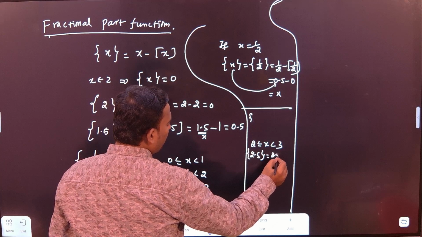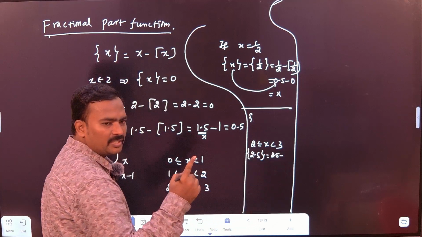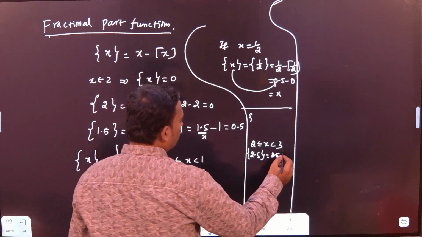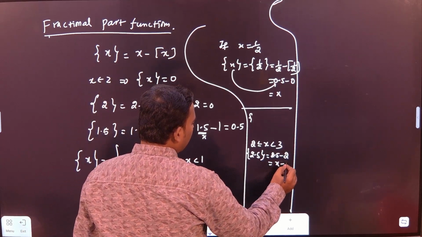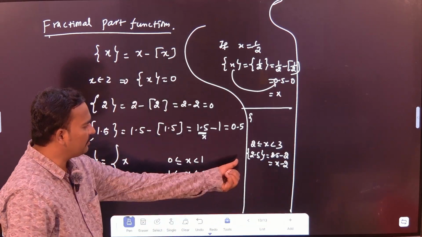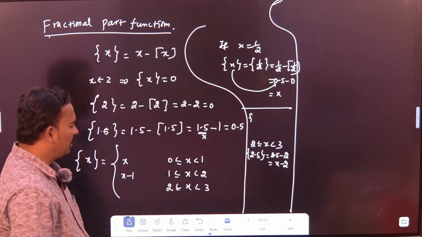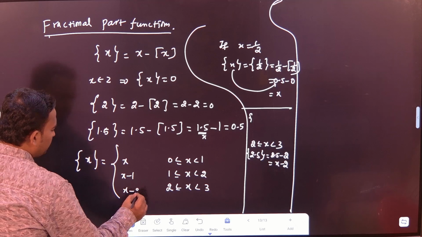So 2.5 minus the greatest integer function of 2.5 is what? So 2, that is x minus 2 you can write. Here x we are taking 2.5. Understood? Generalized, x minus 2 you can write.